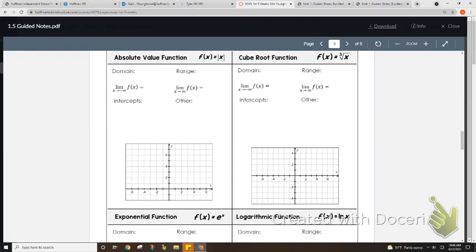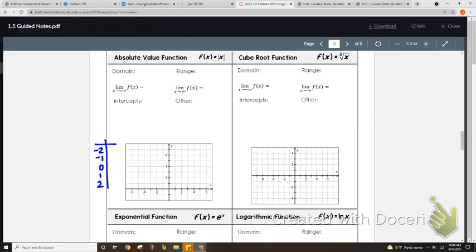All right, 1.5 continued. We're going to continue with the absolute value function. F of x equals the absolute value of x. So again, I'm going to pick some x values here, and I'm going to plug them into the function to get my y values.